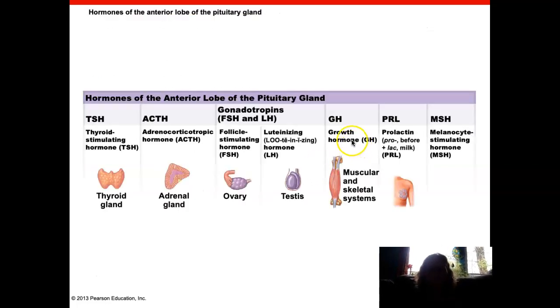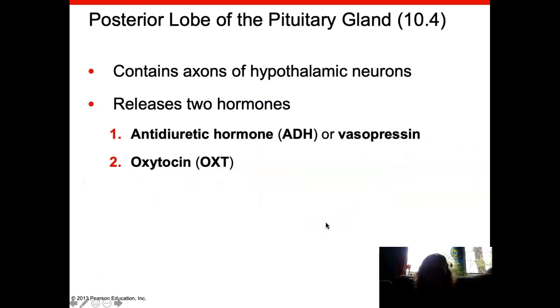So here are the hormones of the anterior lobe of the pituitary. Thyroid stimulating hormone stimulates the thyroid. Adrenocorticotropic hormone stimulates the cortex or outer layer of the adrenal gland. Both FSH and LH stimulate the ovaries and testes. We don't need more detail than that at this point. Growth hormone stimulates growth in the muscular and skeletal system. Prolactin stimulates milk production.